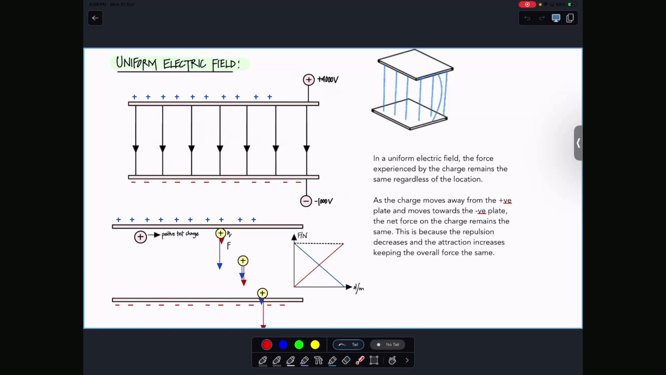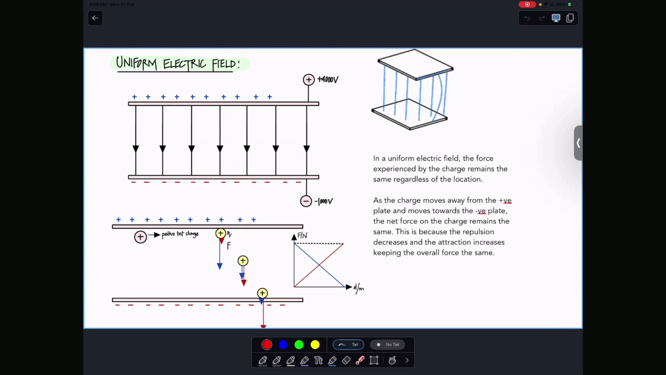Question, number of lines. Number of lines actually mean something. What does it mean? The number of lines. Strength of the field, right? So if I had double the number of lines here, visually, you'd know that this field is twice as strong as the previous one. So that's that part of it.